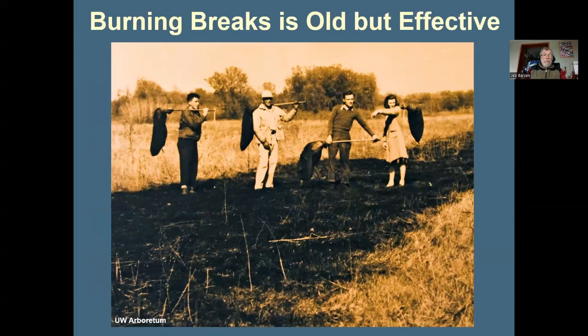Burning brakes is probably the oldest way that people have utilized brakes. This is a picture of Aldo Leopold burning brakes at the UW Arboretum. They're burning a brake that's approximately 10 meters wide. They're using burlap sacks stuffed with dead vegetation and soaked in water as flappers to put out the edges of these brakes. So it's a very old technique, but it can be a very effective one.